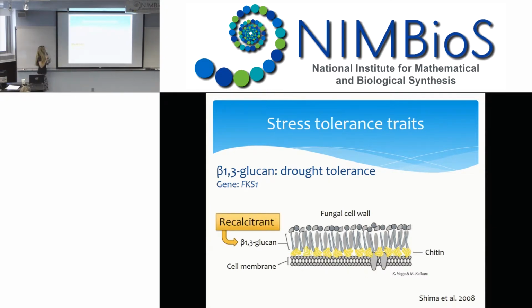Now, one of the things that I really like about beta-1,3-glucan is that this material right here, I told you it forms these cross-linkages. It's pretty tough. It looks like it could be a recalcitrant carbon compound.